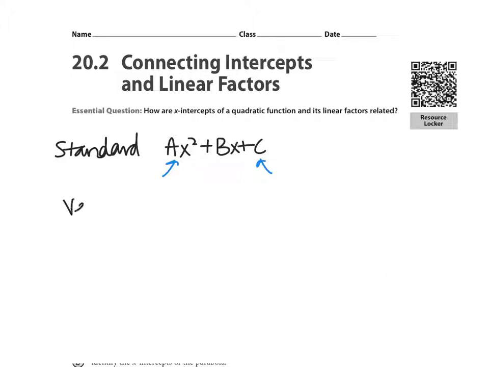We also have vertex form, which we learned was a(x minus h) squared plus k. Remember, vertex form gives us a few different things. It gives us the vertex, and then we can also find the axis of symmetry. And so today's form is going to be called factored form.